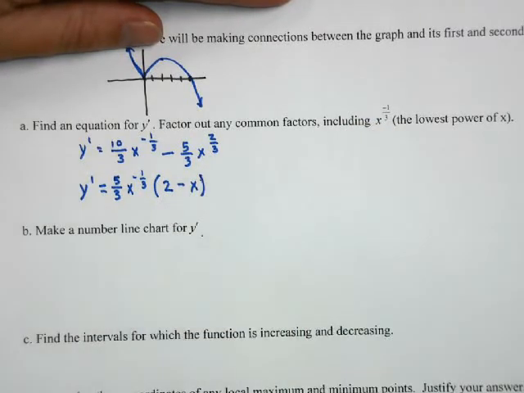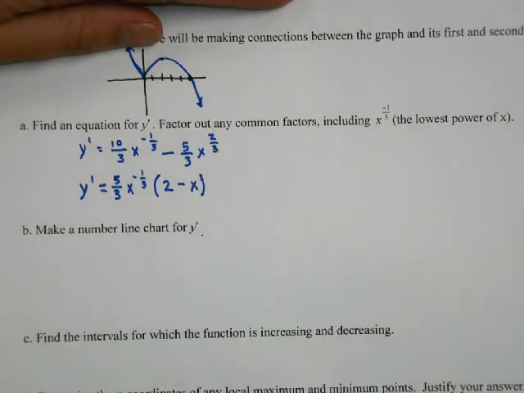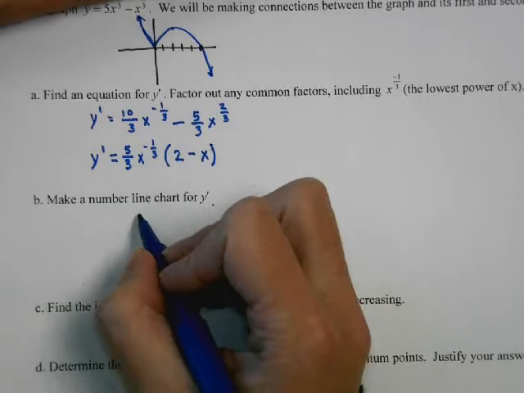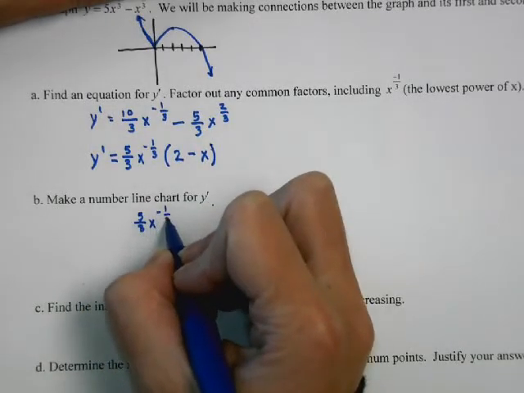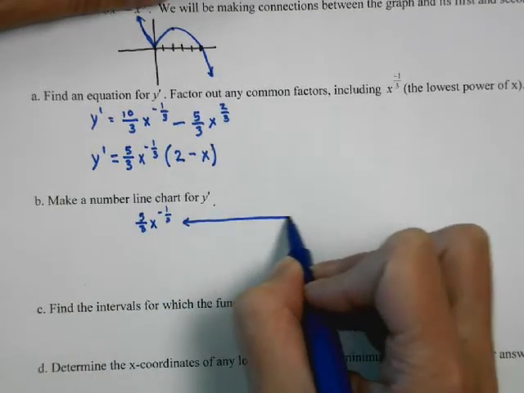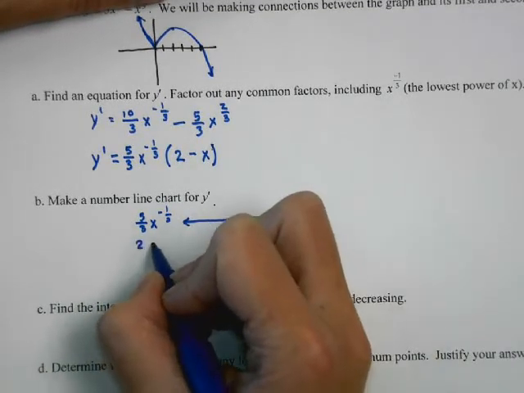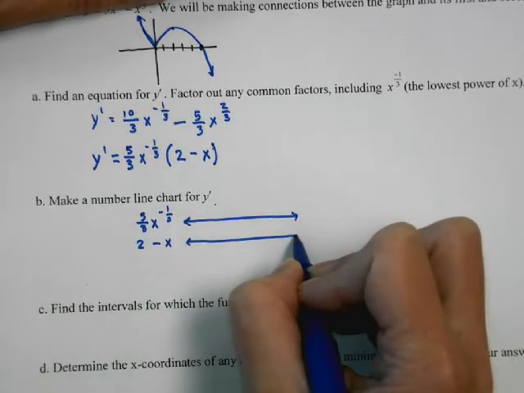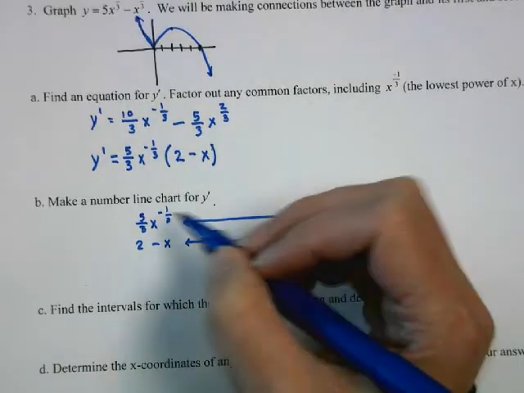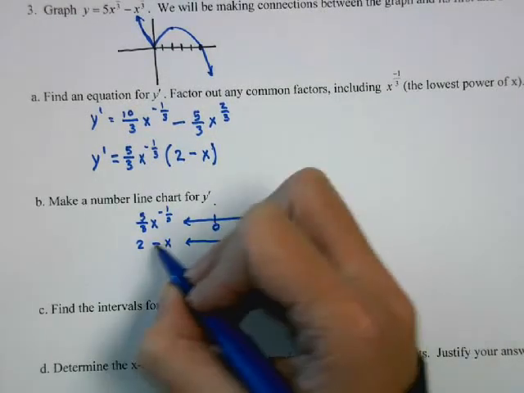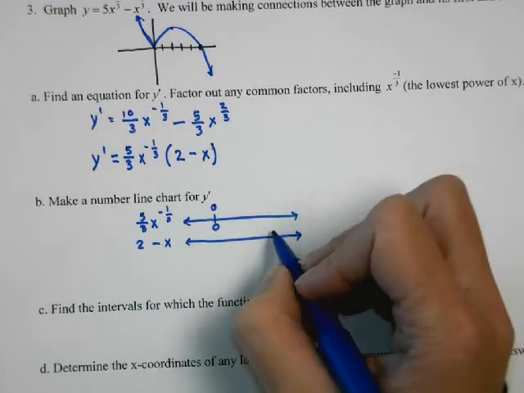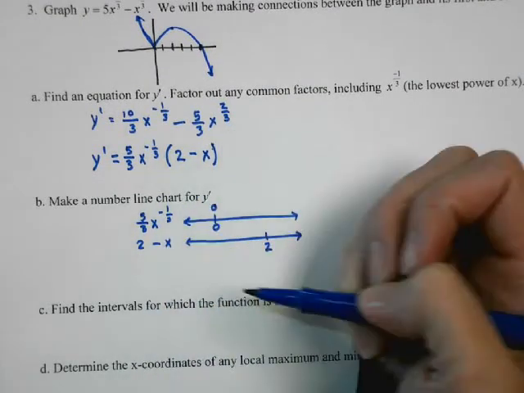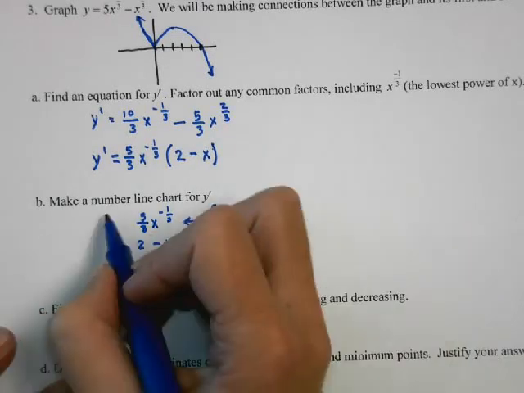Now we're going to make a number line chart. So I'm going to make a number line chart for 5/3 x to the negative 1/3. And we'll make one for 2 minus x. This one is 0 at 0. This one is 0 at 2. And actually this one is the same as 5/3 x to the 1/3.